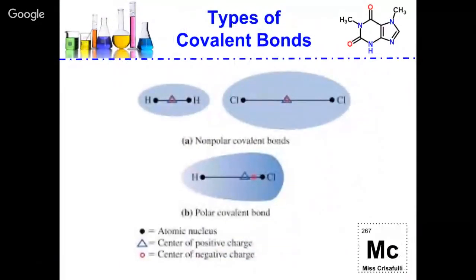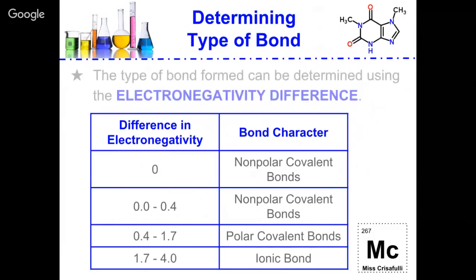When we look at the type of covalent bonds, if you have an equal sharing of electrons, remember it's going to be a nonpolar covalent bond. And if you have an unequal sharing of electrons, you are going to have a polar covalent bond. You can determine the type of bond that you have using the electronegativity differences. Remember, electronegativities range from 0 to 4. Fluorine is going to have the highest. When you take the difference in the electronegativities of the two elements that form the bond, you can determine what type of bond character the bond's going to have, either nonpolar covalent, polar covalent, or ionic.